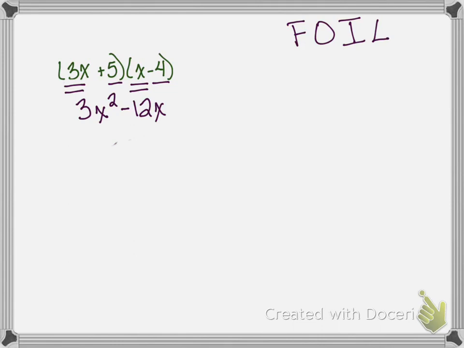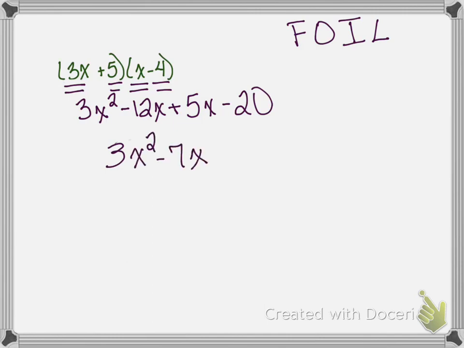5 times x is 5x. 5 times negative 4 is negative 20. Now I'm not done. What do I need to do with my negative 12x and my 5x? Combine them. Okay, so I have 3x squared minus 7x minus 20. Most of us remember that. FOIL is one of those things that we just remember. Okay? For whatever reason, we remember it.